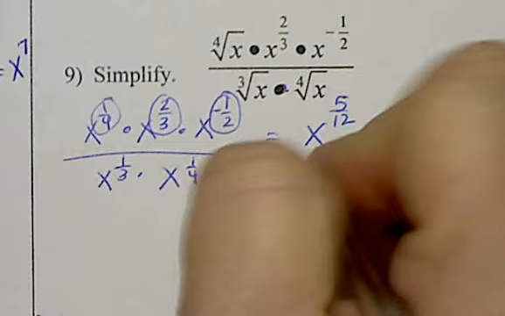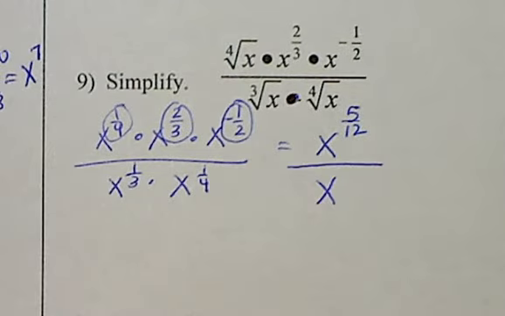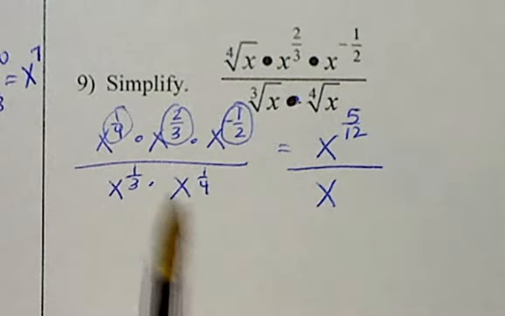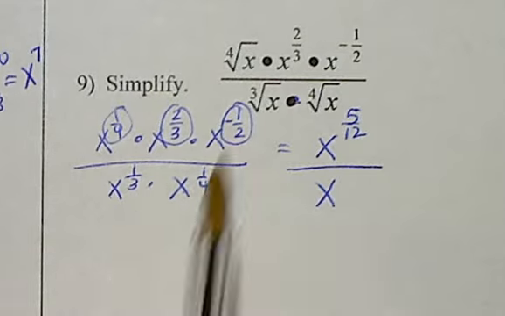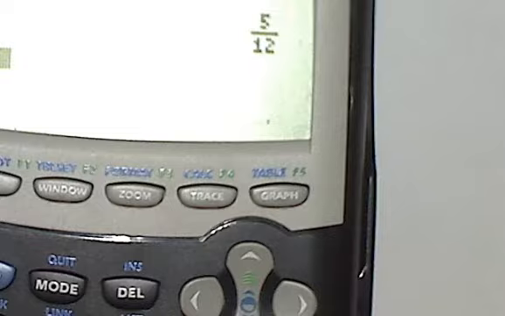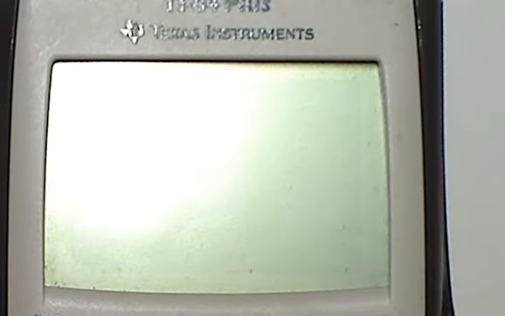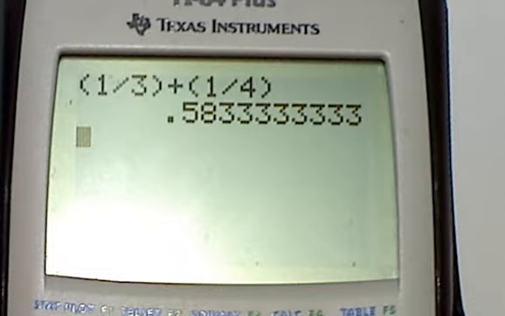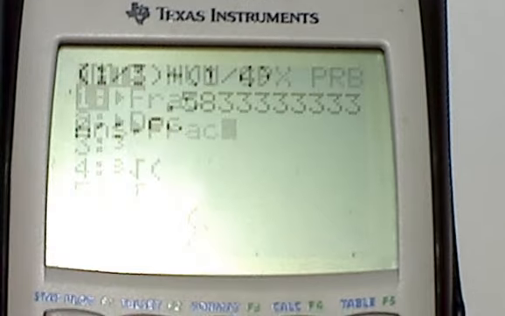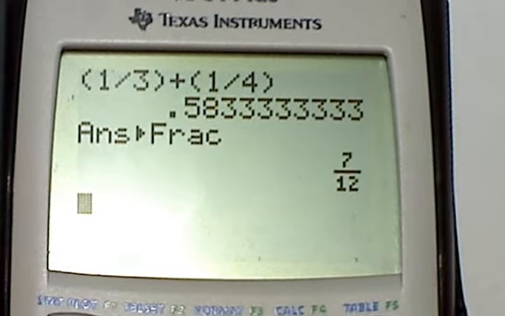And now I'm going to do the same for the bottom. 1/3 and 1/4. Once again, when you have the exact same base and you're multiplying, you add the exponents. So 1/3 and 1/4 added together: 1 divided by 3 plus 1 divided by 4. Turn it back into a fraction by hitting math, fraction, enter, enter. And we have 7/12.